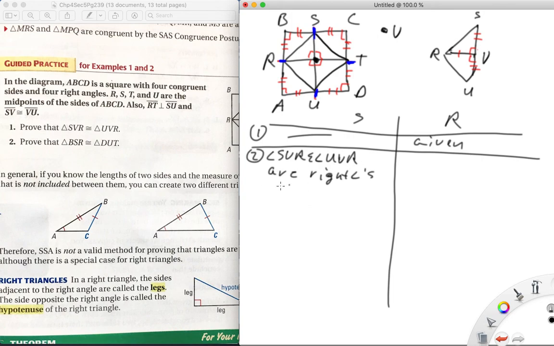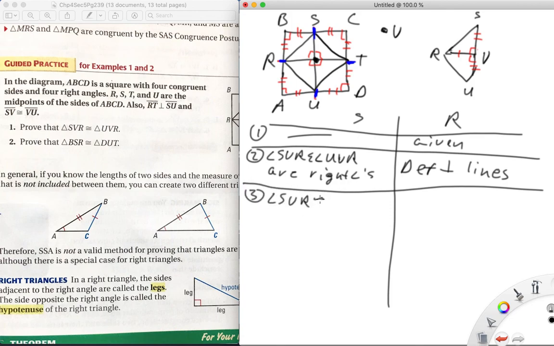And that's the definition of perpendicular lines. So since they're perpendicular, then they're right angles and they're congruent. So I can say that angle SVR is congruent to angle UVR, and I can say that by the right angle congruence theorem.